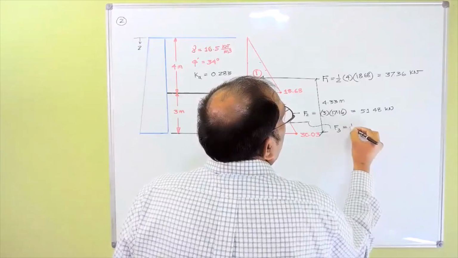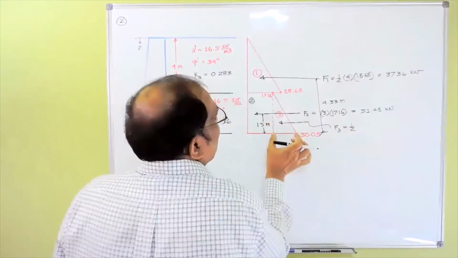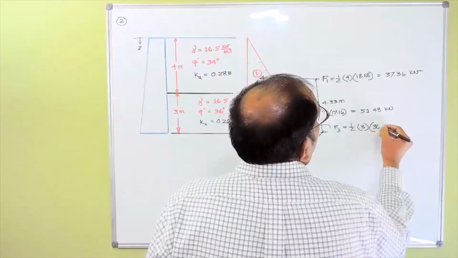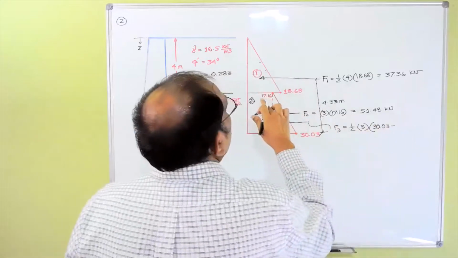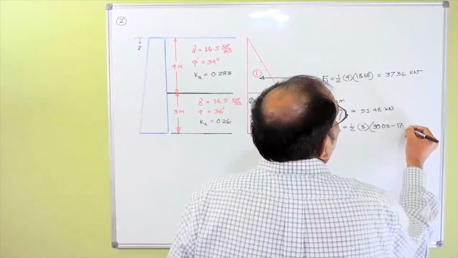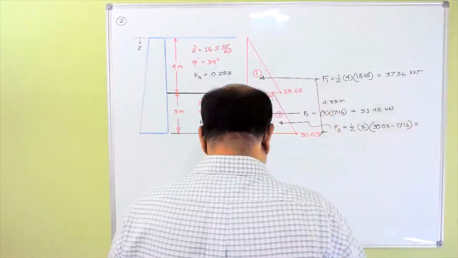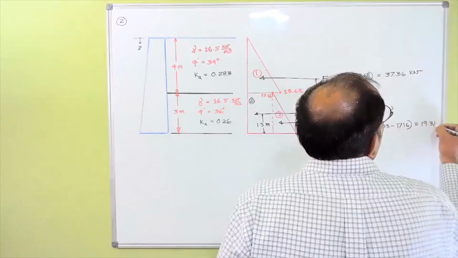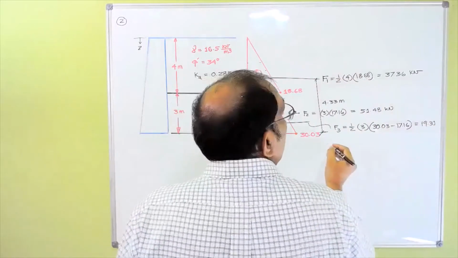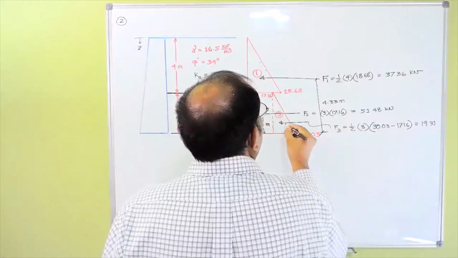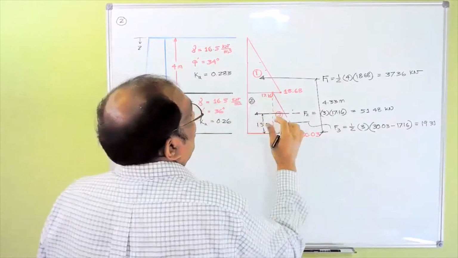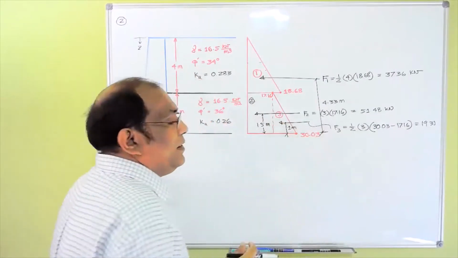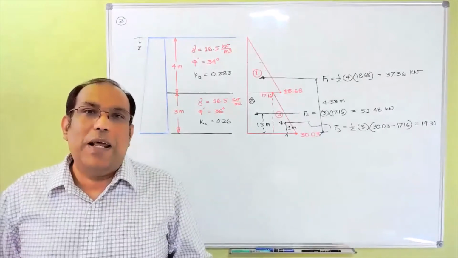Which is basically half into this distance into this distance, okay? So this is 3 into 30.03 minus 17.16. So that's basically 19.31. And the distance from here to here is basically 1/3 of this one, which is basically 1 meter. Okay, so I have 3 parallel forces there.